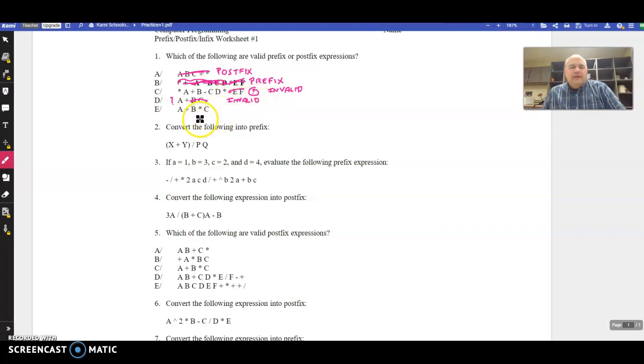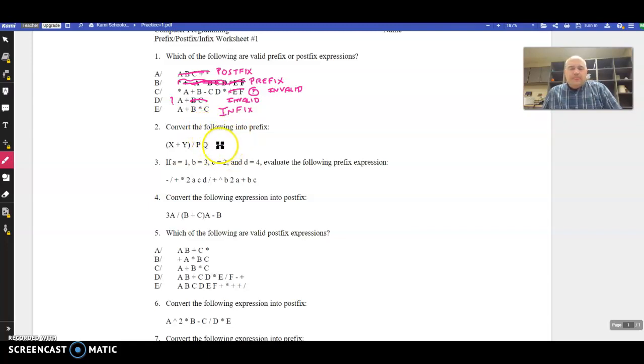Right. And the last one, definitely neither. That is infix. I'll even put infix notation. Multiply first, then, obviously that's a regular standard form. So that is not valid. It's invalid, but it's infix, so I just wrote infix. All right, converting the following to prefix.